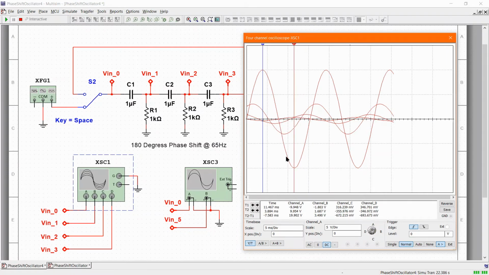So here you can see the input is going to its most negative value, and this small waveform is reaching its peak positive value. So it's about 180 degrees out of phase, and we could figure out what the attenuation is by comparing the voltages. But it should be about 1/29th.